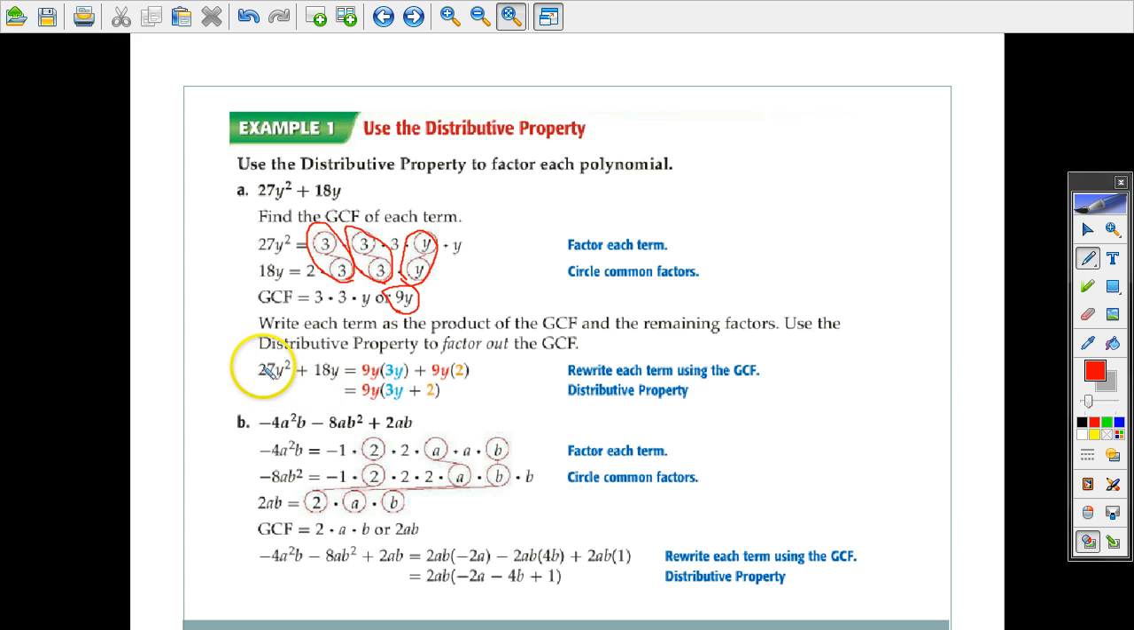So that means take out 9y from here. What do you have left? 3y. Because 9y times 3y is 27y squared. Okay. If you factor out 9y here, then you have your 9y times 2. So your 9y, that's what comes out. That's what's been factored. Okay, and what's left goes back inside the parentheses. The 3y plus, because it's positive, the 2. Okay. Now let's go ahead and try example B.